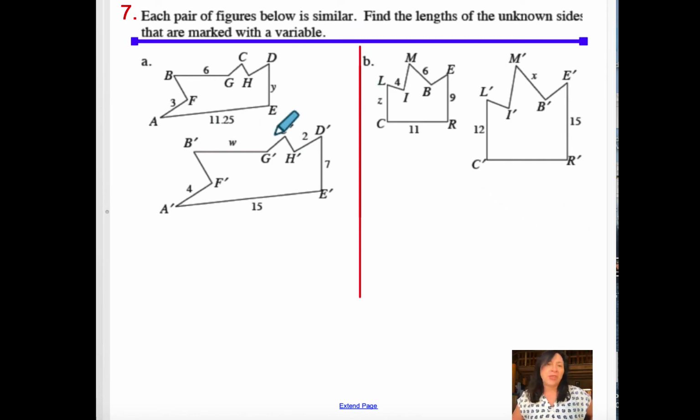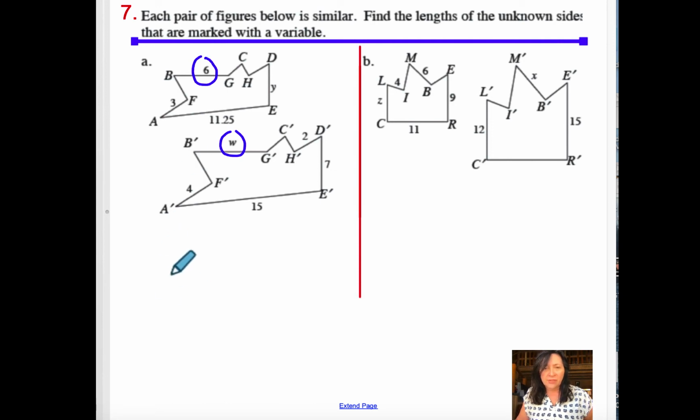For these problems here, it says each pair of figures below is similar. So they're telling you, yes, they're similar. You don't have to prove that. Find the lengths of the unknown side. They are marked with a variable. So looks like we have a W. So to find this W, that's going to correspond with that 6.